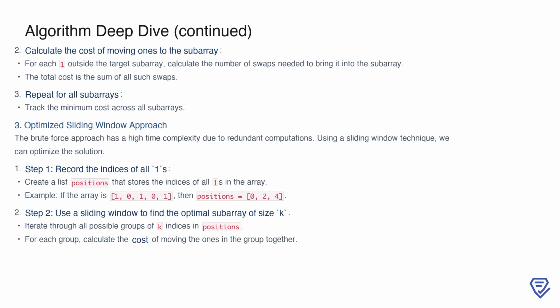The brute force method requires calculating the cost of moving ones into each candidate subarray. This involves summing up the number of swaps needed for all 1s outside the target subarray to bring them into it. Once we compute the cost for a specific subarray, we repeat the calculation for every possible subarray of length k and keep track of the minimum cost encountered.